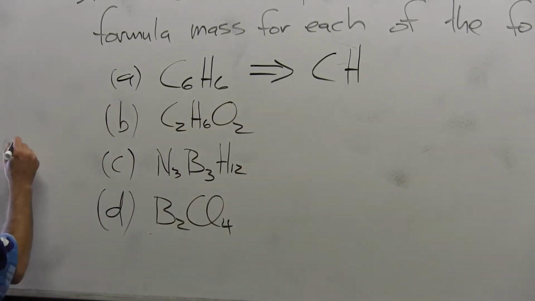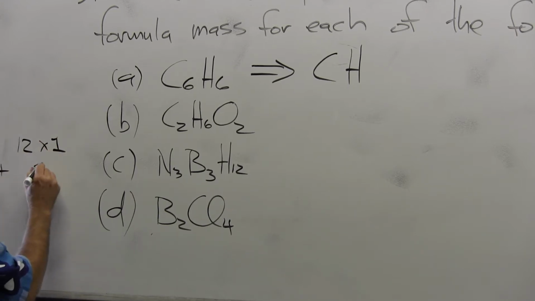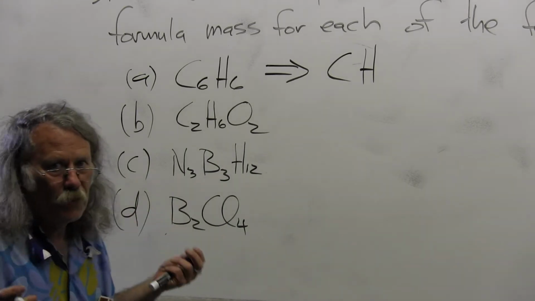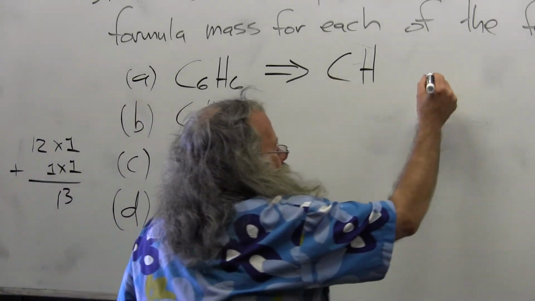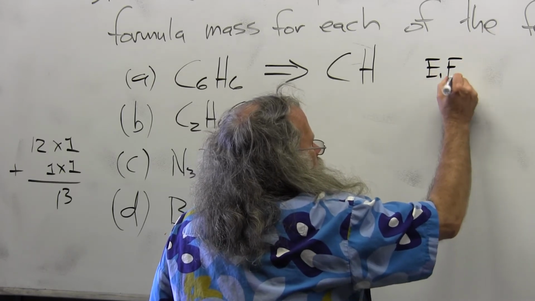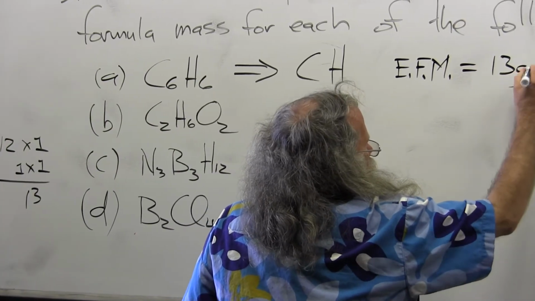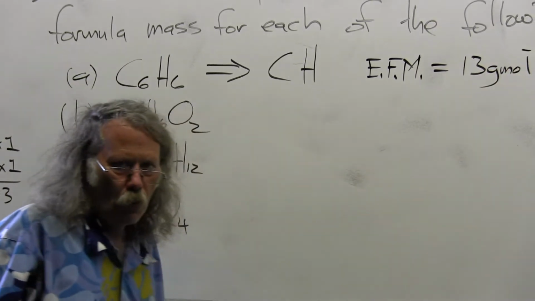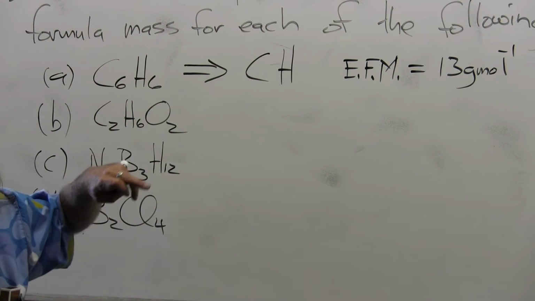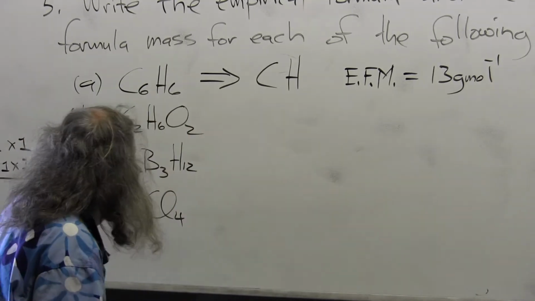So over on scratch paper, 12 times 1 plus 1 times 1, that's going to be 13. So it's going to be close. We round it off on the carbon. The empirical formula mass, EFM, is going to be equal to 13 grams per mole. Okay? So we round it off a little bit here. We're not as concerned with the points to the right of the decimal.